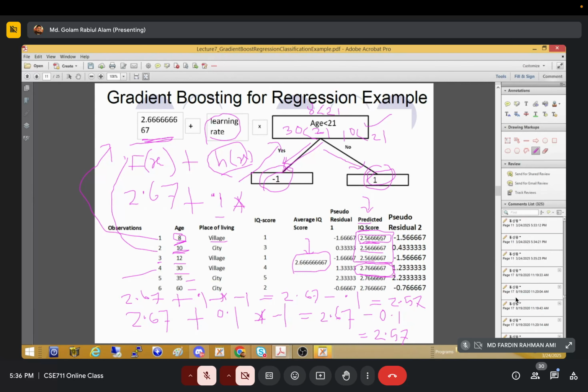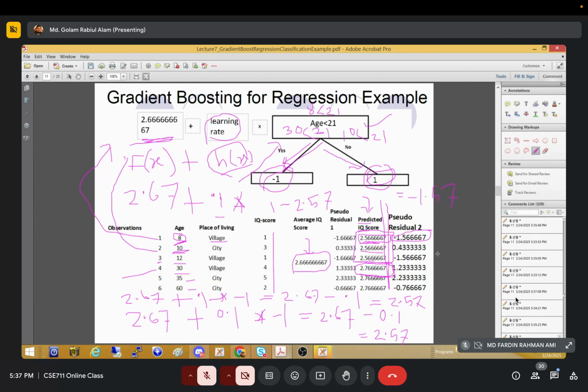And how can we determine the error? The errors are against the original IQ score. Those are the original IQ scores, and these are our predictions. So we can find out the error, or pseudo residual. It will be 1 minus this predicted IQ score, 2.57. Then we will get negative 1.57. In this way, we can calculate the error, that is, the pseudo residuals.